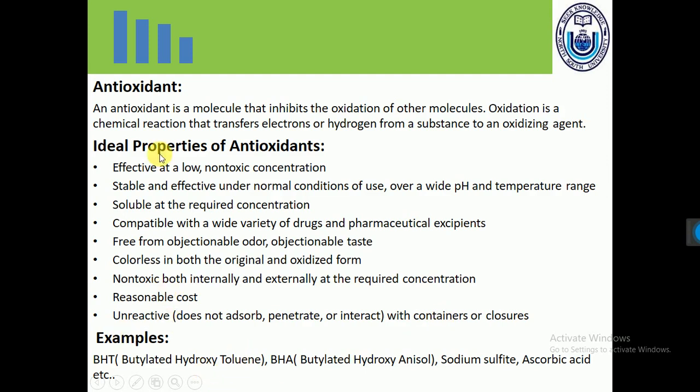These are the examples of antioxidants. Different types of antioxidants are used in various formulations like BHT, butylated hydroxytoluene, BHA, butylated hydroxyanisole, and the third one is sodium sulfite, ascorbic acid, etc. Vitamin C is also one of the best antioxidants. It will prevent your product from degradation, in order to avoid degradation in different pharmaceutical preparations.